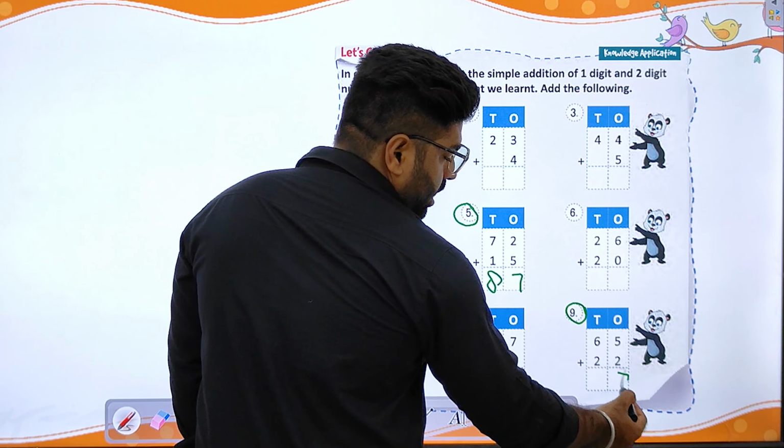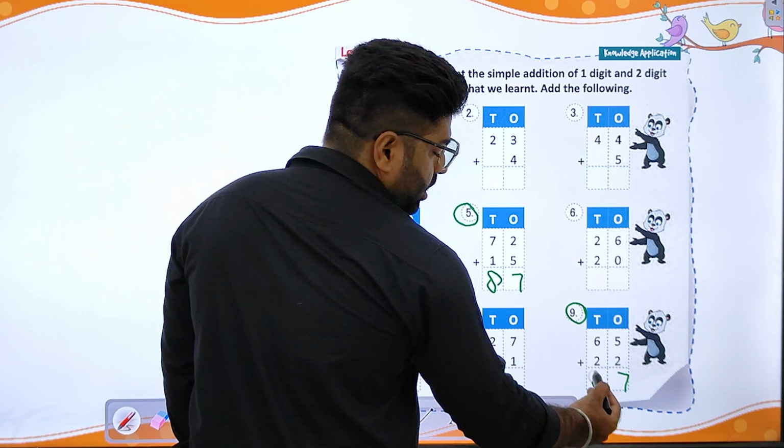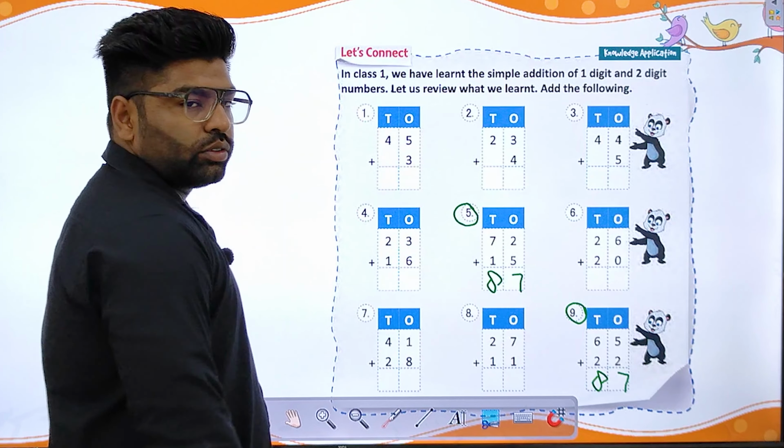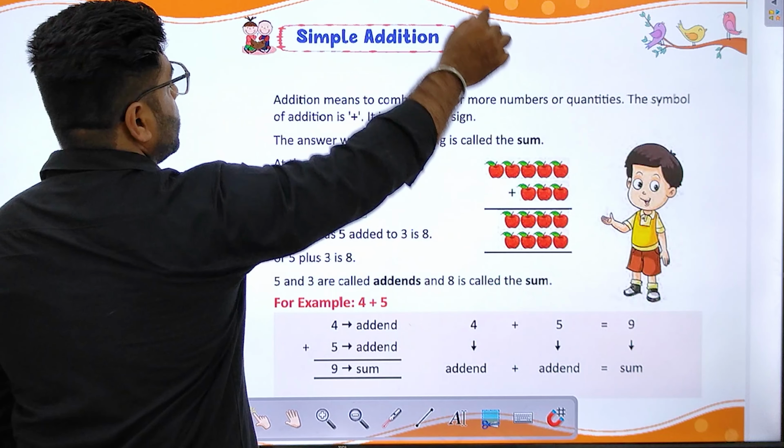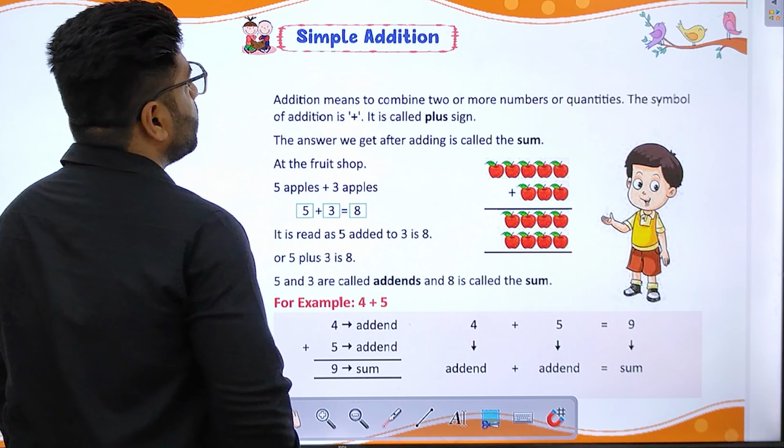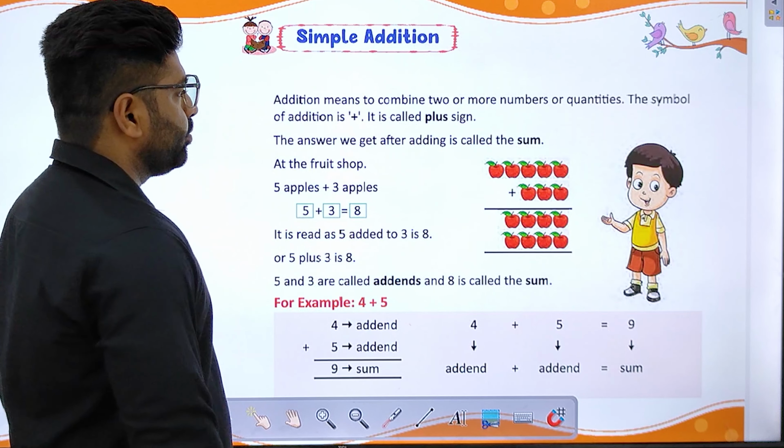In the same way, let's solve question number 9. 5 plus 2 is 7 and 6 plus 2 is 8. Clear? So these questions are very easy. Now come to the next part. Okay, that is a simple addition.